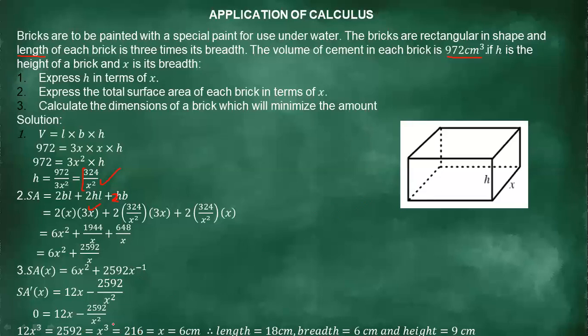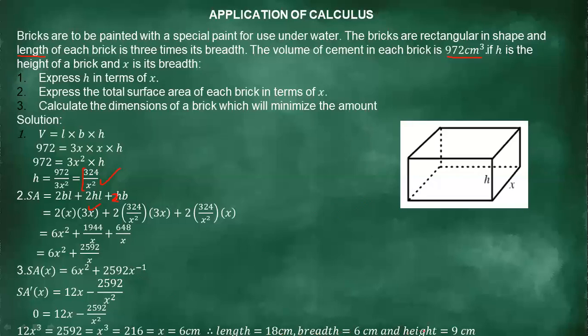So after dividing 2592 by 12, it's going to give us 216. And then because we are in need of x, we need to get rid of this exponent 3. So we're going to put the cube root on both sides. Then after doing that, it's going to give us x equals 6 centimeters. But because they are looking for dimensions, the length was 3x. So when you substitute with 6, it's going to give us 18 centimeters. And then remember, the breadth was x, and x is 6 centimeters, so it's still 6 centimeters.